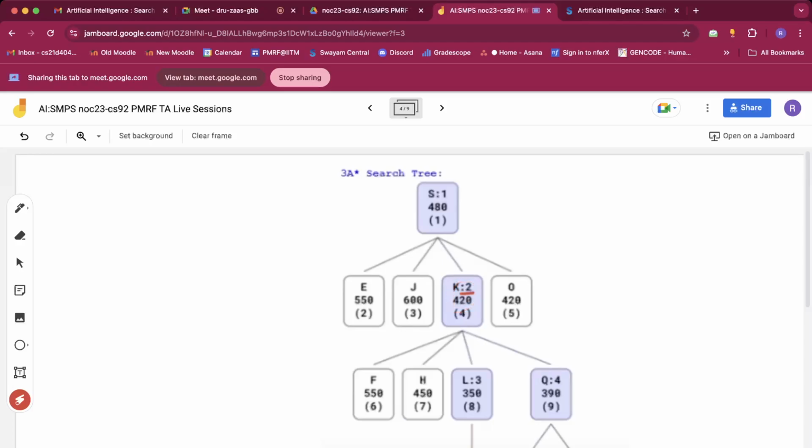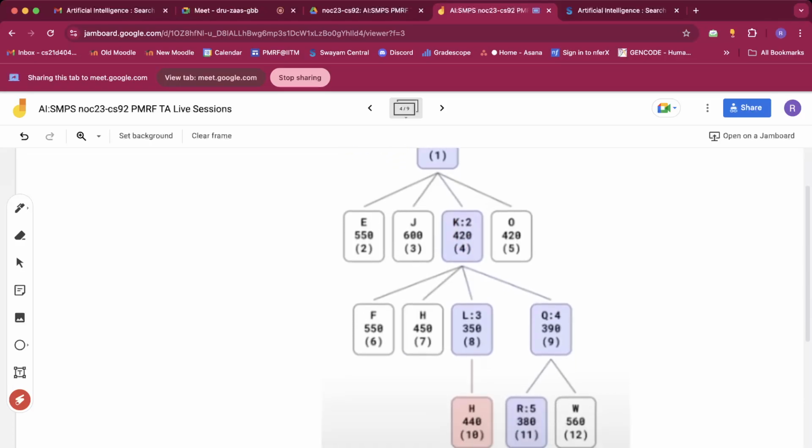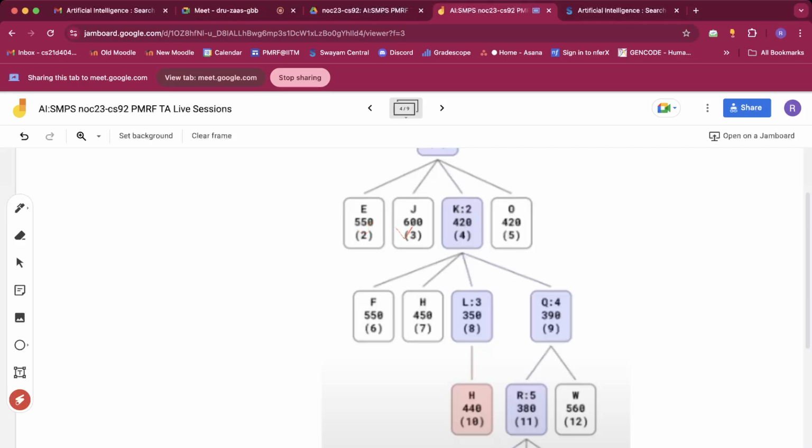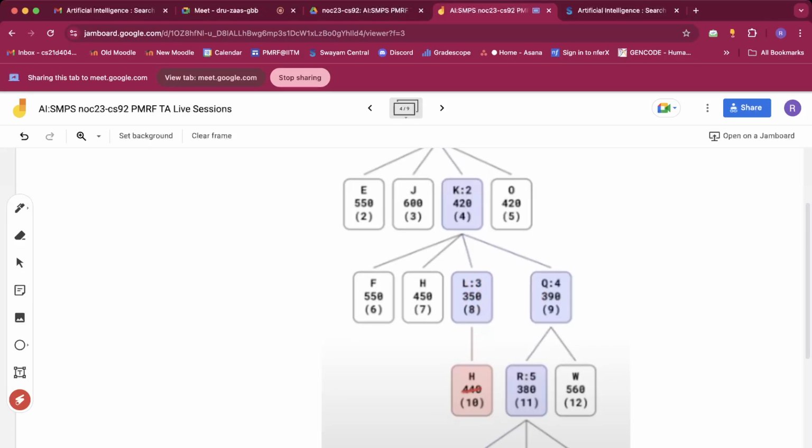K is explored second, and then K has a few children of its own. Those are F, H, L and Q, and again these have their own associated costs. Now we have to check the most promising solution out of E, J, O, F, H, L and Q, and the most promising is L with F value 350. So we inspect L next, which is why we have a 3 over here. Then we add an H over here.